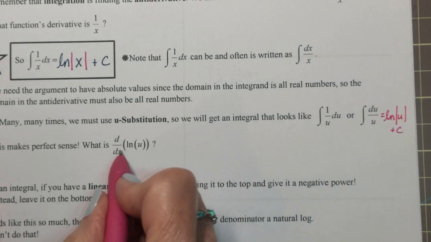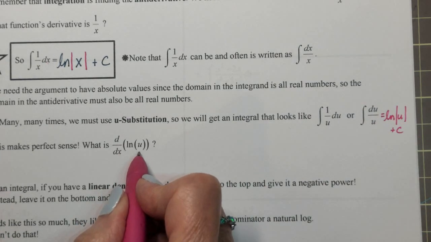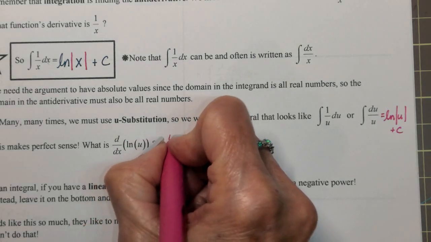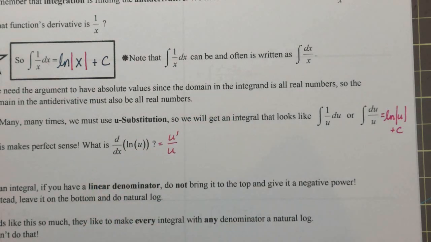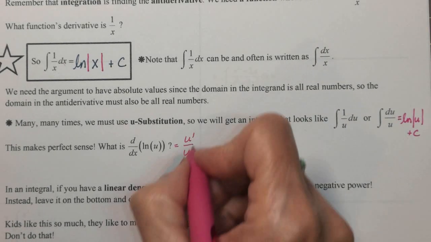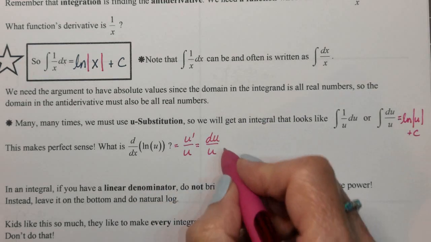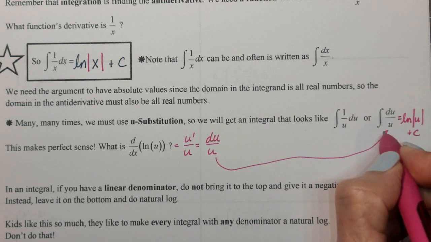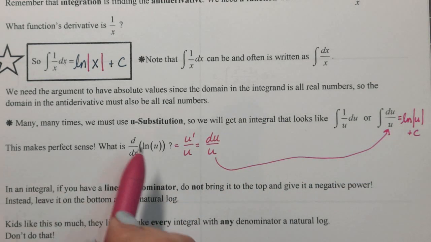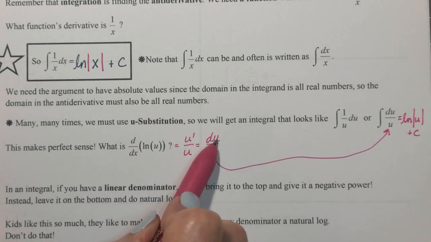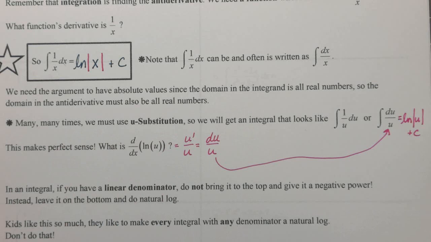So what is the derivative of ln of u? The derivative with respect to x of ln of u is u prime over u. What is u prime? U prime is the derivative of u, right? Which is exactly what we have here. U prime actually means the derivative of u with respect to x. Alright? So, makes perfect sense.